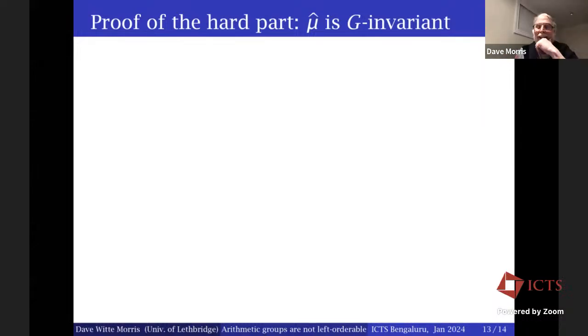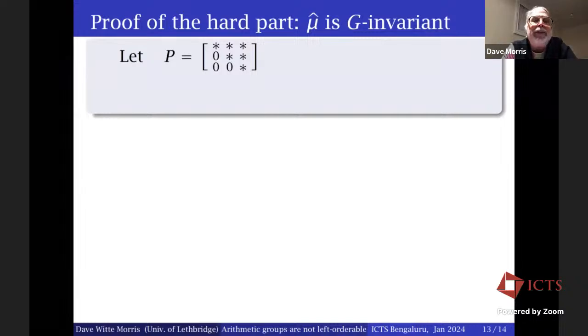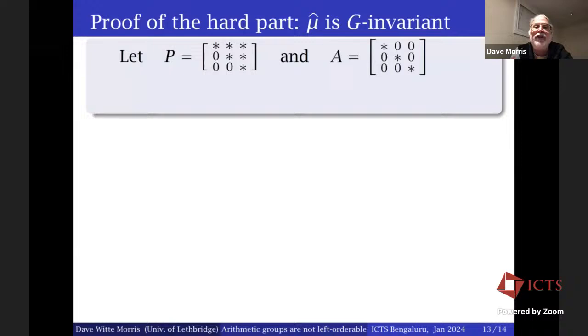We're trying to prove that this measure is G invariant. That's the crux of the entire argument. And the way to do that is, G is SL3R or SL3QP, it doesn't matter. Let P be a minimal parabolic subgroup, so it's the upper triangulars. And let A be, as usual, the diagonal matrices. It's a split Cartan subgroup. It's definitely contained in P.